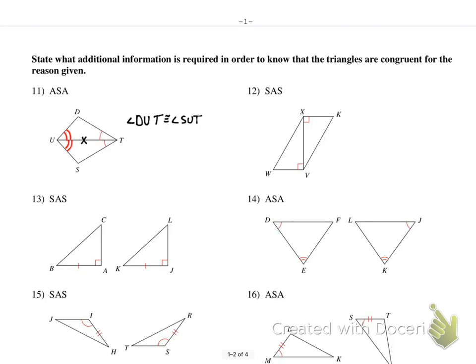The next one's asking us to prove with side-angle-side. Same situation as before, or a similar one at least. We've got two angles that are congruent. We have that line in the middle. So I know that this is also the reflexive property. So for side-angle-side to be met, what do we need to know?